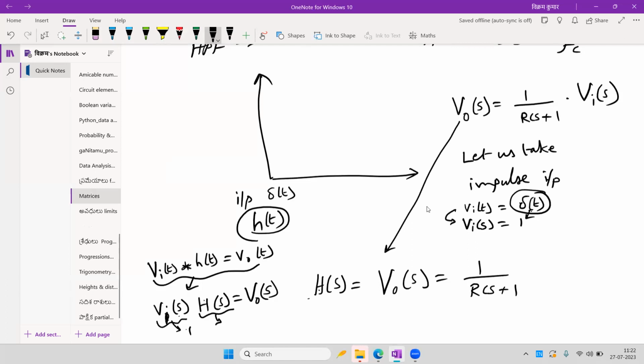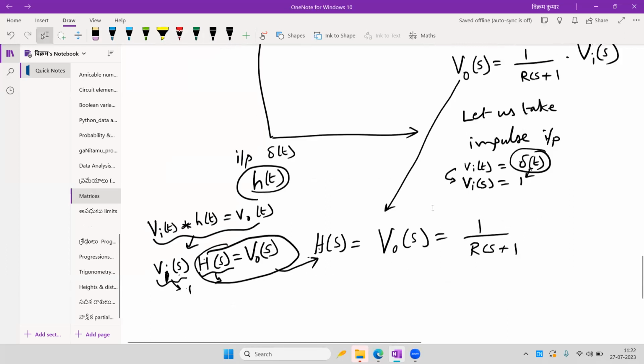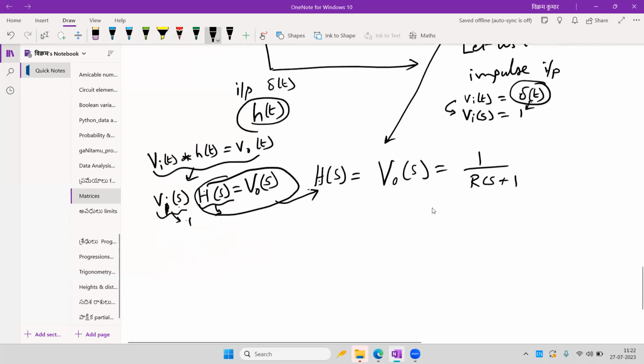That is why when V_A(s) is 1, what you get is simply V_0(s) equal to H(s). That is what I have written here. Now, I am recording, so you can go through it again later for cross checking. Now let me take the inverse Laplace.